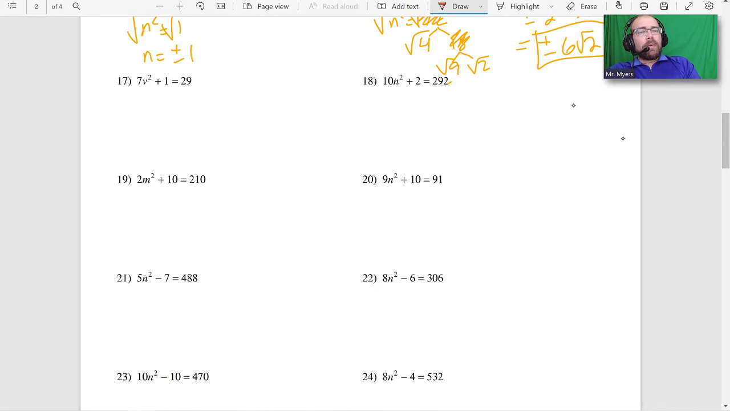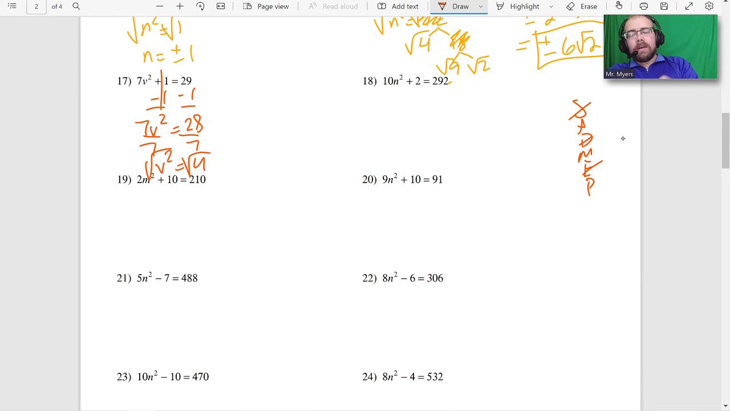But remember, we want to do SADMEP. We want to subtract first. All right. Then we divide. Divide by 7. V squared equal to 4. Then we do exponents. All right. Now that we've got 3 operations we have to do, we have to keep our ducks in a row here. V is equal to plus or minus 2. So that worked out pretty well.